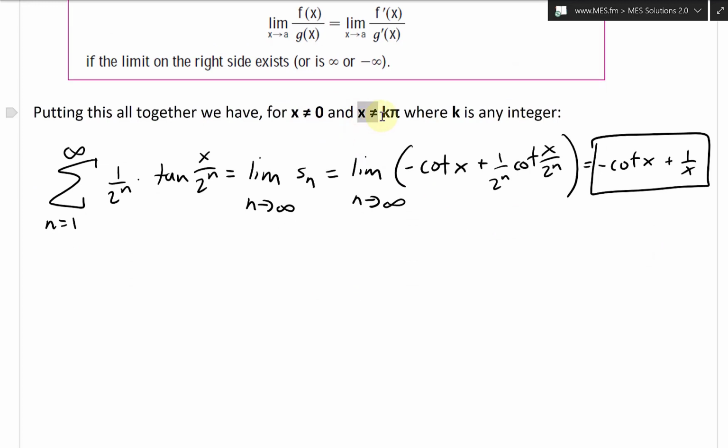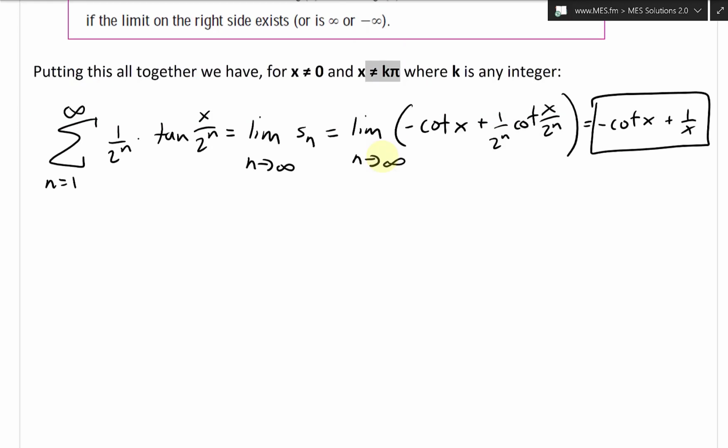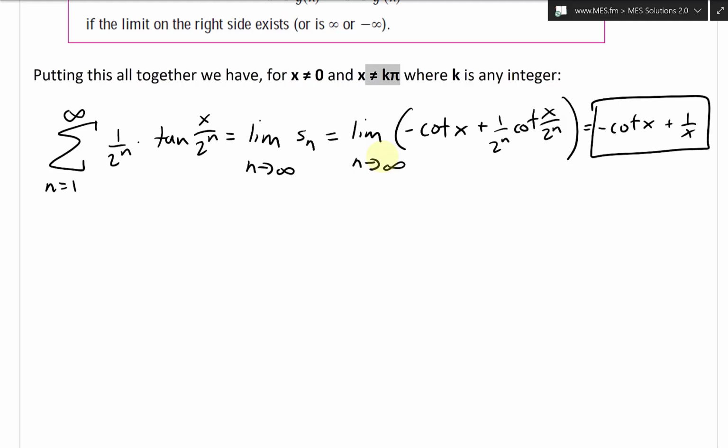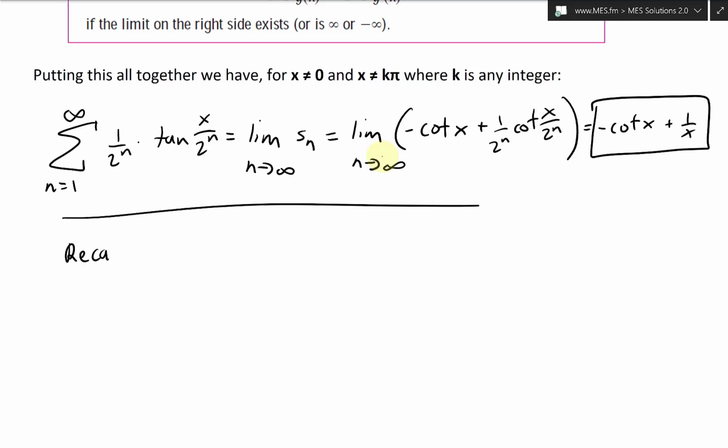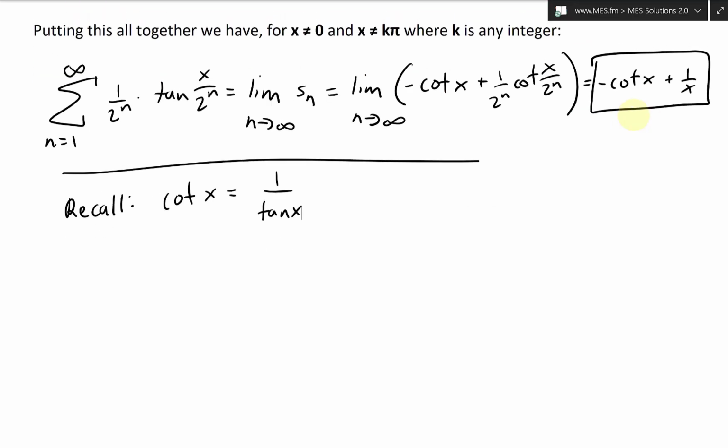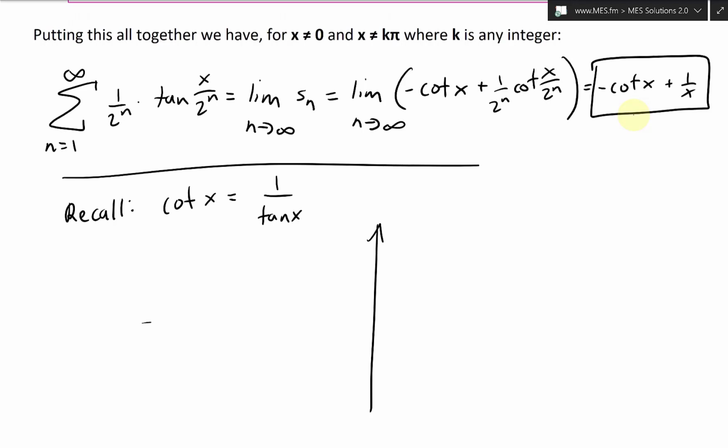Also, the reason we have x not equal to k pi: first, we all know x is not equal to 0, because if you plug in 1 divided by 0 there, it goes to infinity. But also if x equals k times pi, where k is any integer, recall that cotangent of x is equal to 1 over tan of x. And if you graph out the tan of x, it looks like this.